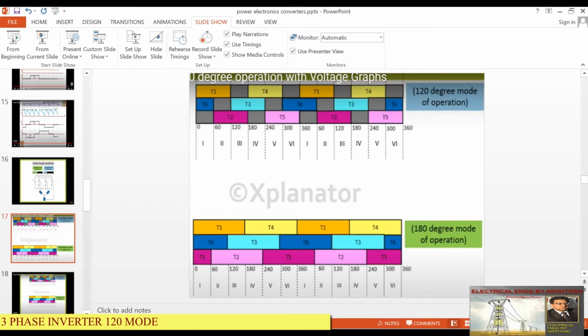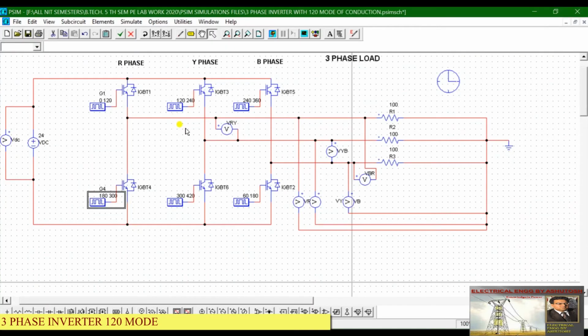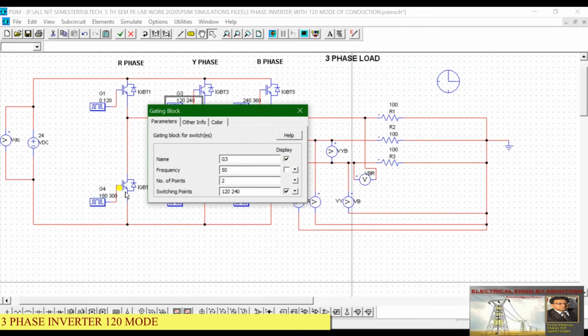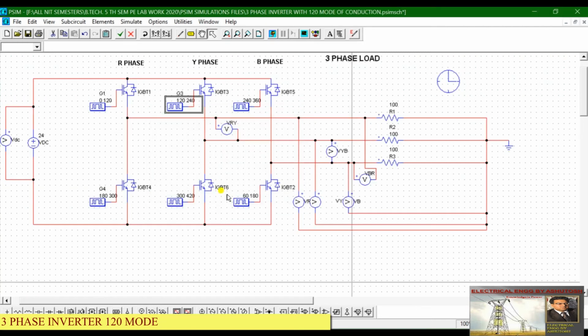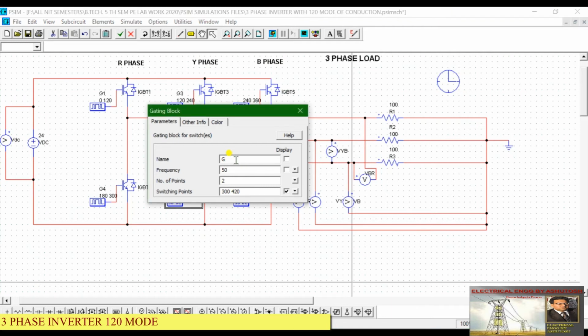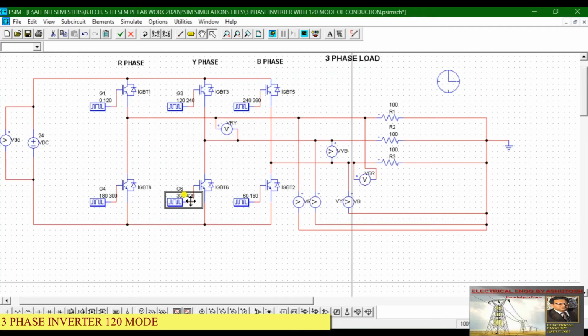Here you can see in the simulation tutorial, for the third IGBT, this is the third and sixth in the second leg. We have named it G3, and the conduction period is 120 to 240. Then for the second leg, in the same leg, IGBT 6, you can name it G6, gating block 6, and the conduction angles are 300 up to 420.